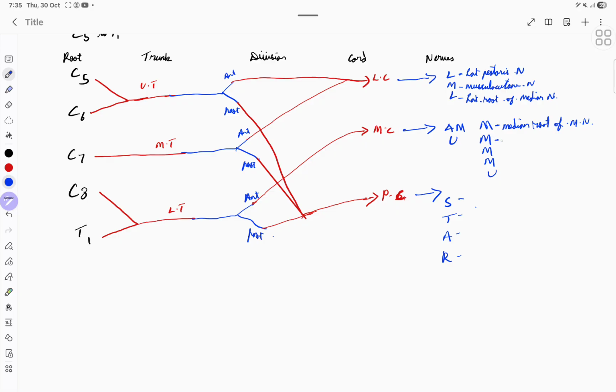This M is the medial cutaneous nerve of forearm. This will supply the medial side of the forearm, the sensory supply. Another is the medial cutaneous nerve of arm. And another M is the lateral pectoral nerve. This is the medial pectoral nerve.